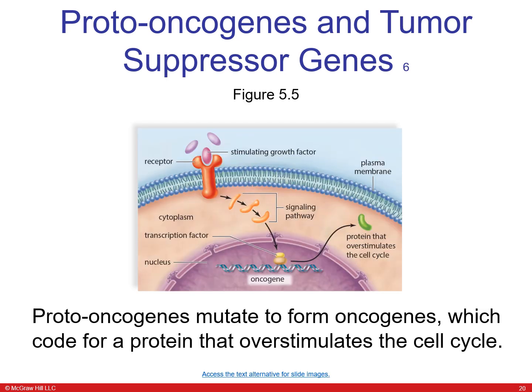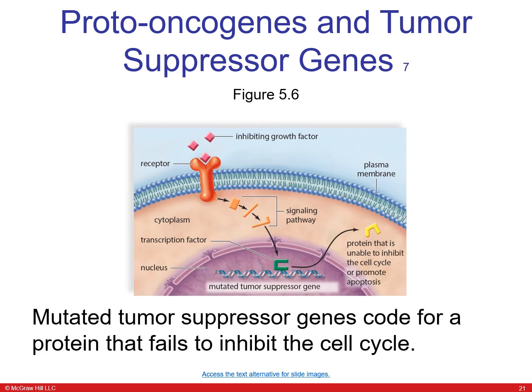So proto-oncogenes can mutate to form oncogenes, which code for a protein that overstimulates the cell cycle. And mutated tumor suppressor genes code for a protein that fails to inhibit the cell cycle.